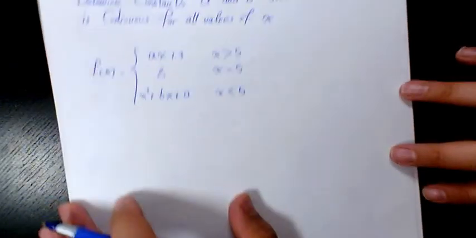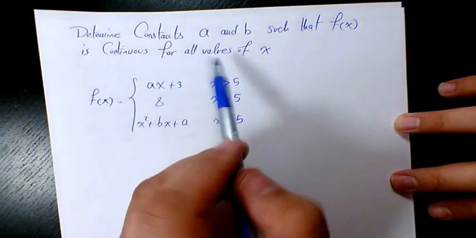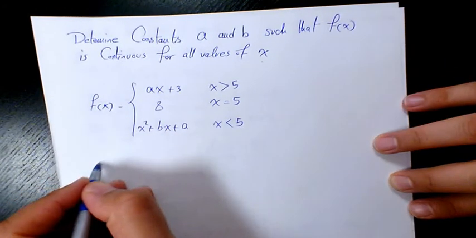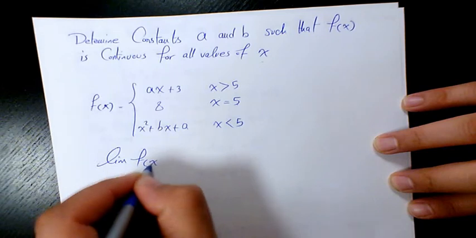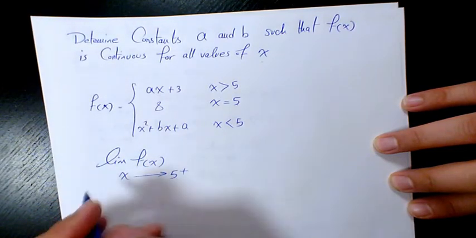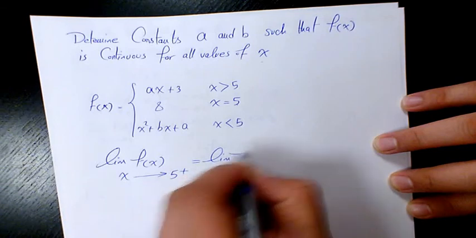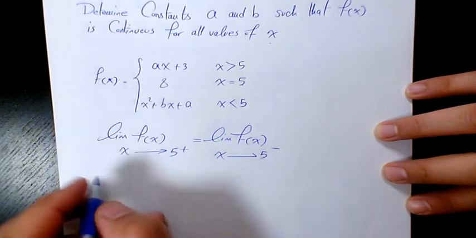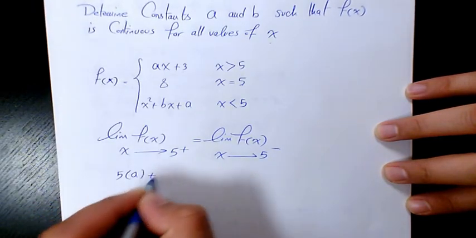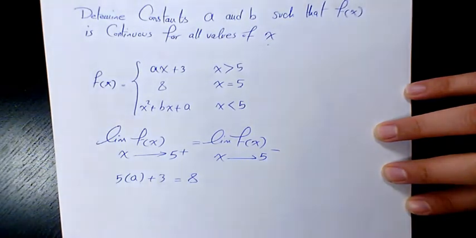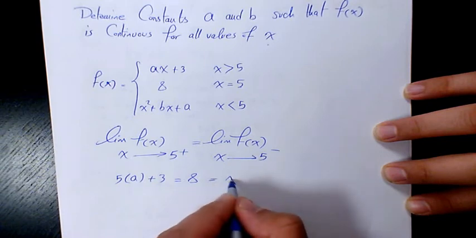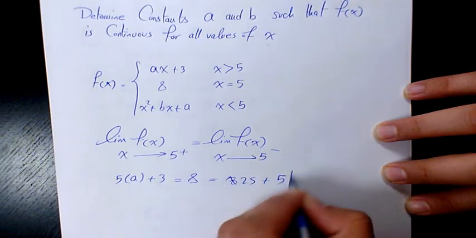And finally, the last example: determine constants a and b such that f of x is continuous for all values of x. So the limit of f of x as x approaches from the positive side has to be equal to the limit of f of x as x approaches from the negative side. So I'm going to say that 5a plus 3 has to be equal to 8, has to be equal to actually x squared, which is 25 plus 5b plus a.